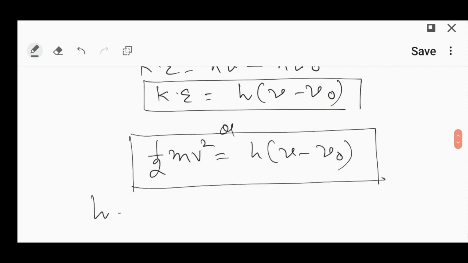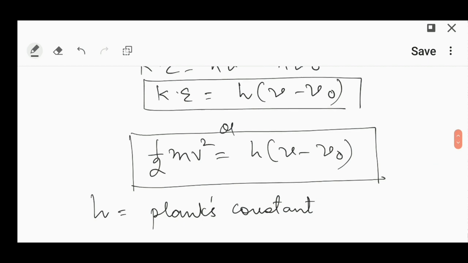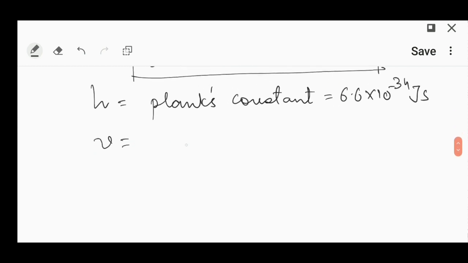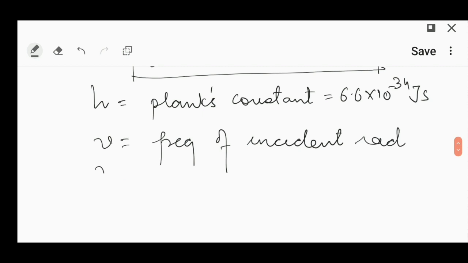Here h is Planck's constant. I know that you are aware of this constant. Its value is 6.6 into 10 raised to power minus 34 joule seconds. And what are this nu and nu naught? This nu is the frequency of incident radiation, and nu naught is the threshold frequency.